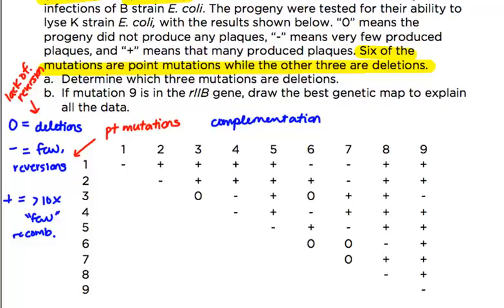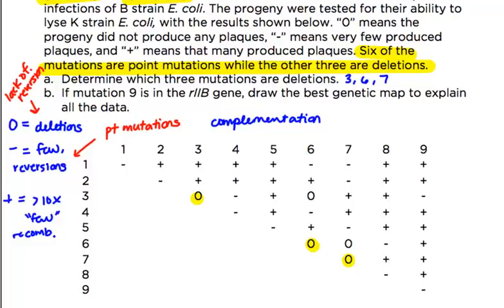So the first part of the question asks to determine which 3 mutations are deletions. So we're going to look through, and we see that through complementation, 3, 6, and 7 do not produce any plaques on this E. coli, which means that they did not revert and they did not recombine, and therefore these are our deletions. So the deletions are mutations 3, 6, and 7.